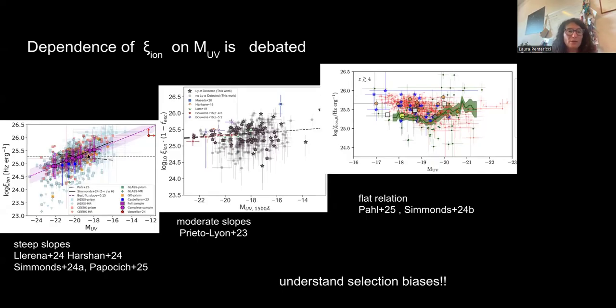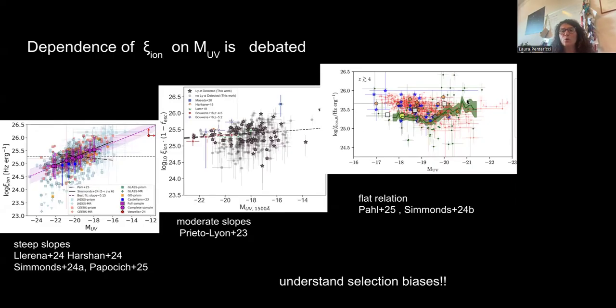So in some works, for example Yerena, Arshan, and Papovich, what they see is that there is a dependence of Xi-ion on MUV in the sense that the faint sources are the most efficient producers. So the faint sources, those around, say, here we go down to minus 18, have higher Xi-ion values compared to the bright sources. But this is still not agreed. Actually, there are some other works in which they find a more moderate slope. So basically, the Xi-ion doesn't vary so much with MUV. It's still a little bit higher in the faint sources, but not so much.